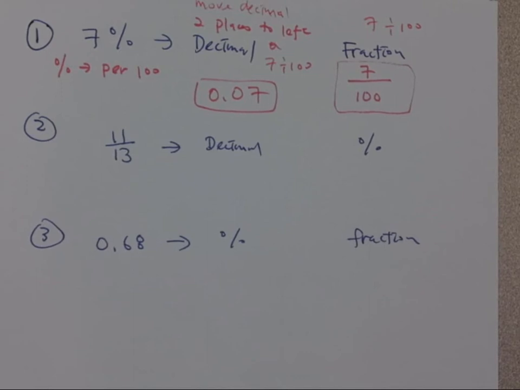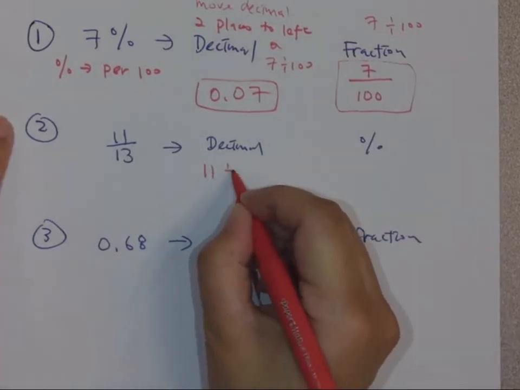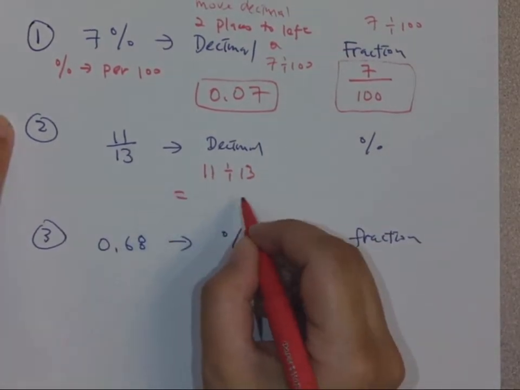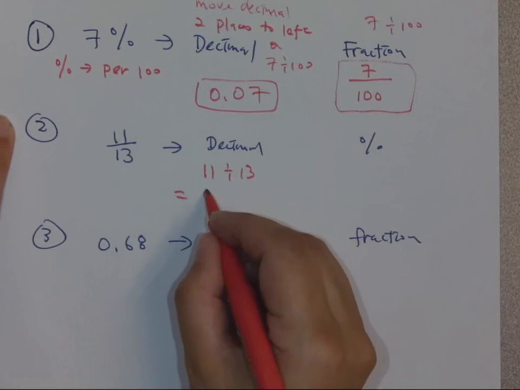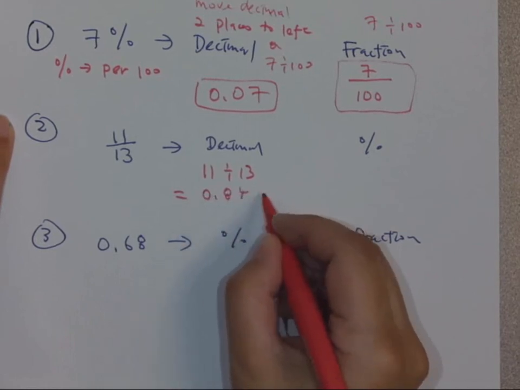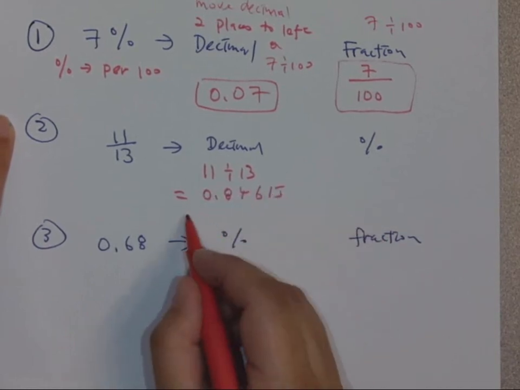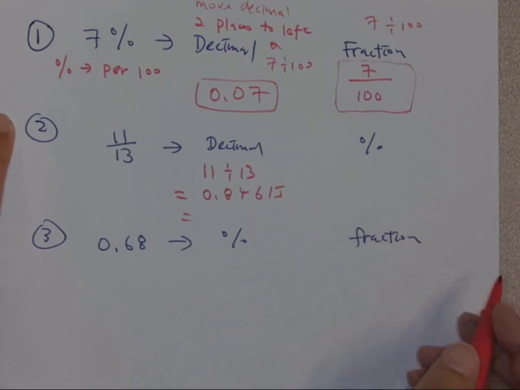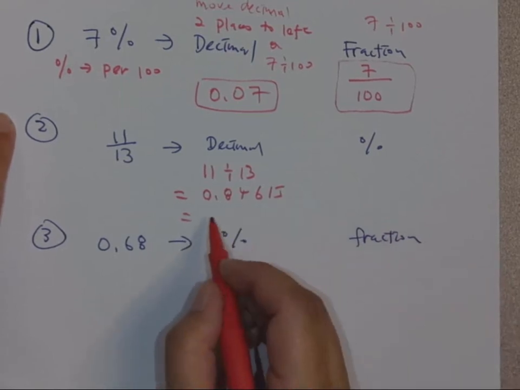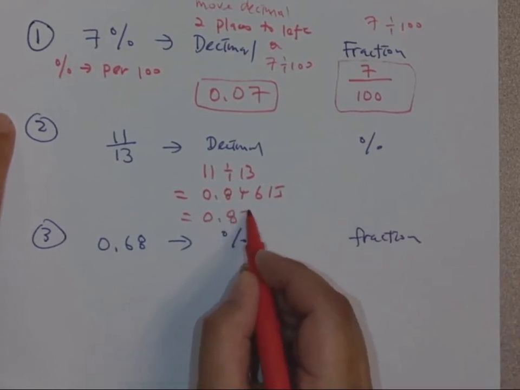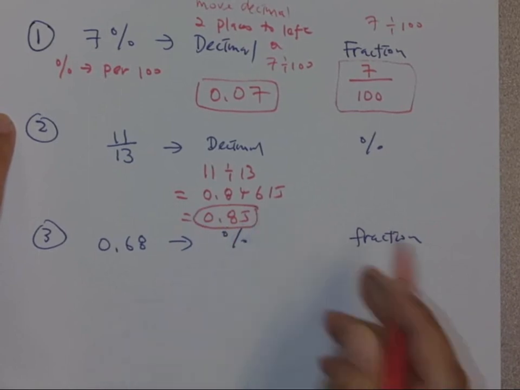Number 2. 11 over 13. How do I get a decimal number? Divide it. So we're going to have 11 divided by 13, which gives me a long decimal number, right? Like 0.84615. So normally if I don't say anything, give me 2 decimal places. What do we get? 0.85. Are we okay? Got it?